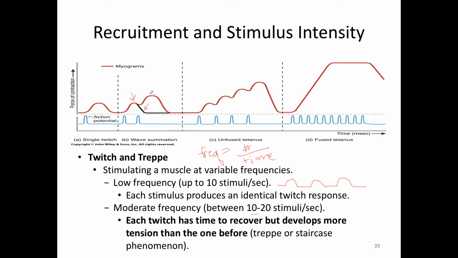So now we get summation, which is where you can increase tension generated in a stepwise fashion by stimulating the muscle again before the previous twitch has had time to come down from contraction. So this takes on a staircase-like shape, which we call Treppe. So that's what that means.